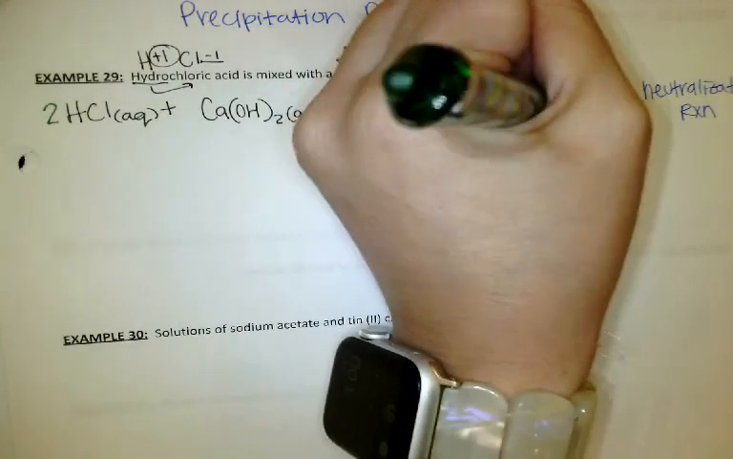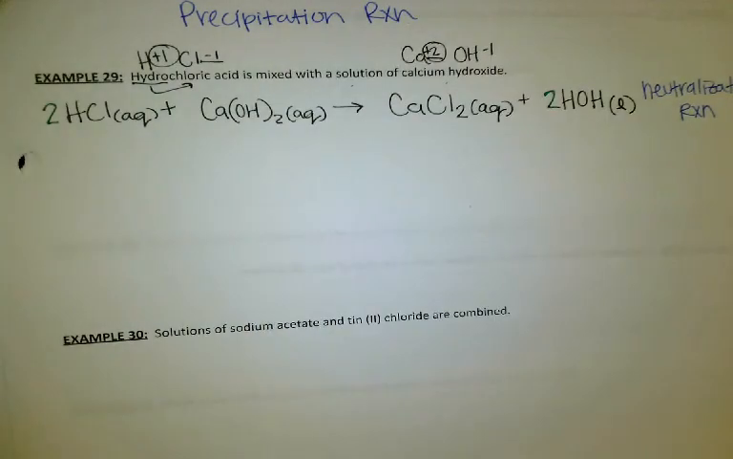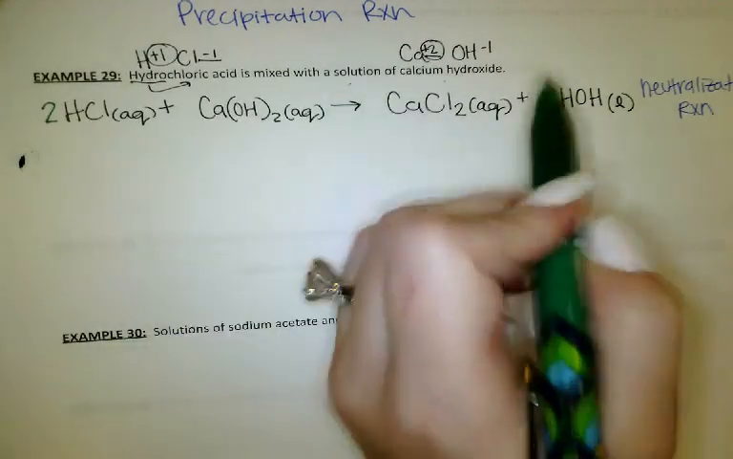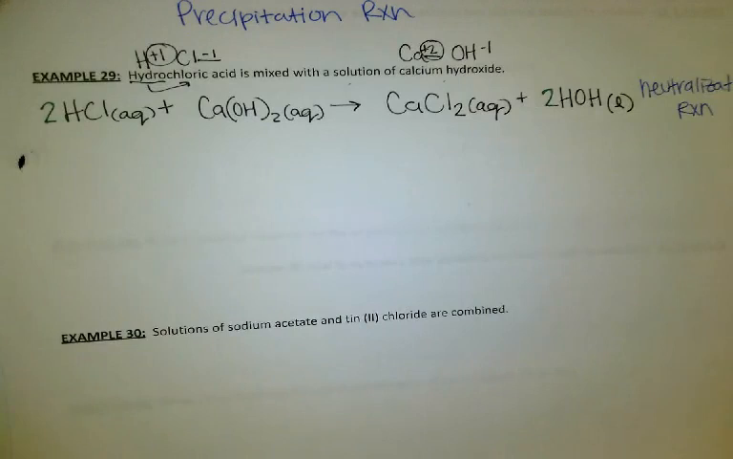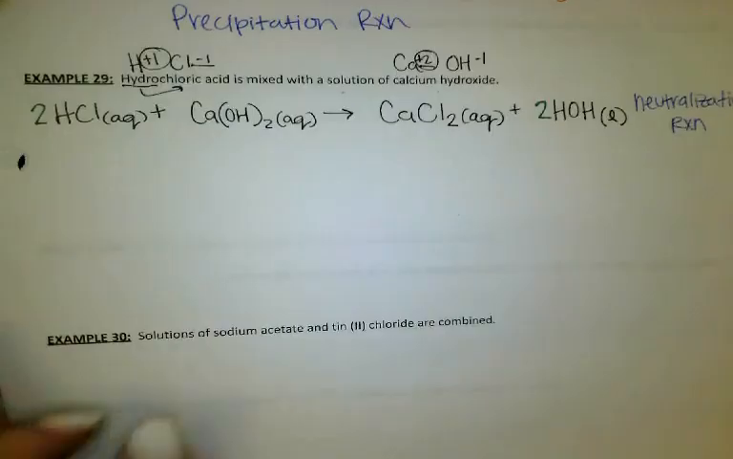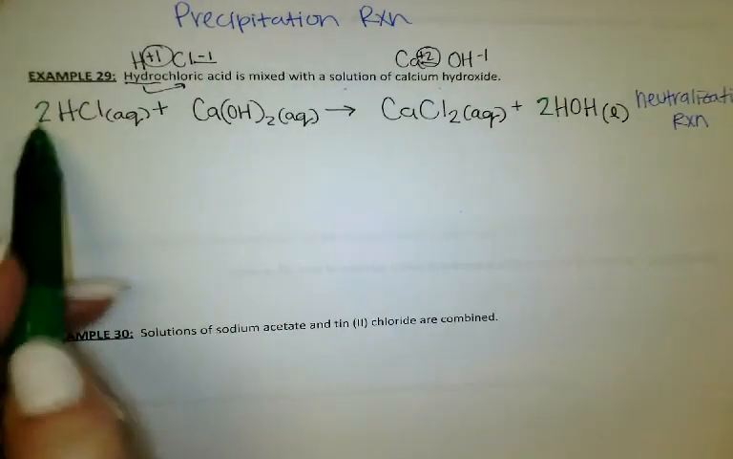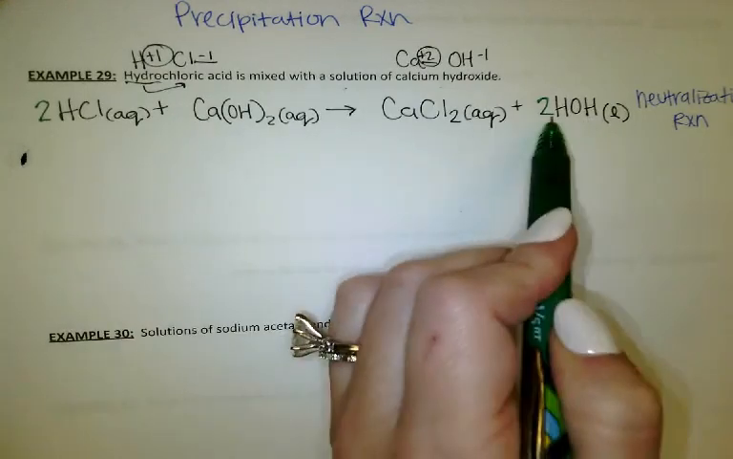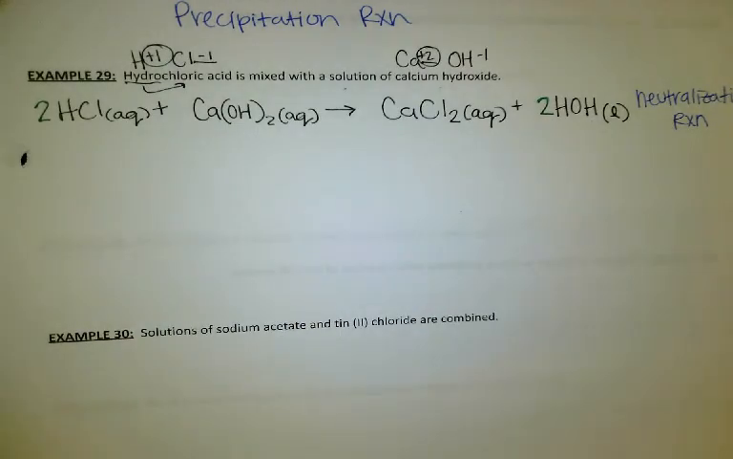So that changes the hydroxides to 2, which balances it out, right? We have 2 hydroxides here, 2 hydroxides there. Calcium, we got 1 calcium, 1 calcium. So again, 2 hydrogens, 2 hydrogens, 2 chlorines, 2 chlorines, 1 calcium, 1 calcium, 2 hydroxides, 2 hydroxides. So we're balanced. So what would go in front of the calcium hydroxide and the calcium chloride? 1. Okay, it's an understood one.